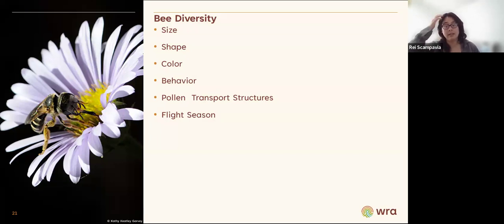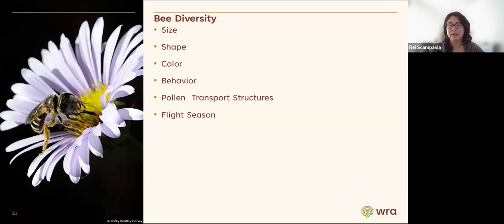They also vary a lot in their behaviors. So there are some species that will only visit one type of flower, such as sunflower specialists in California that will only visit sunflowers. But there are also some that are more generalist and will visit a lot of different types of flowers. Some bees are solitary, meaning there is only one mother bee per nest, and all of the offspring in the nest are the offspring of that one bee.